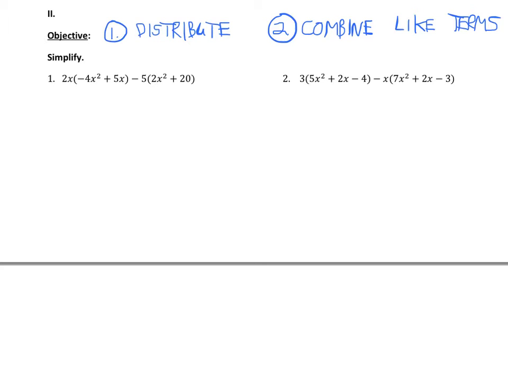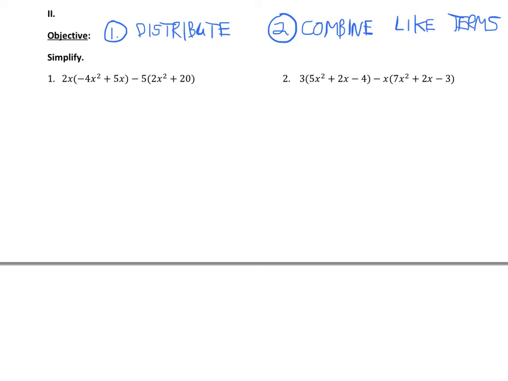Number one, as soon as you see parentheses with a number on the outside, you want to distribute. You want to get rid of those parentheses. But now, we're going to combine like terms. In the first video, after you distributed, there weren't any like terms, so you were done. So now, it's going to take another step. We're just going to do 1 and 2.